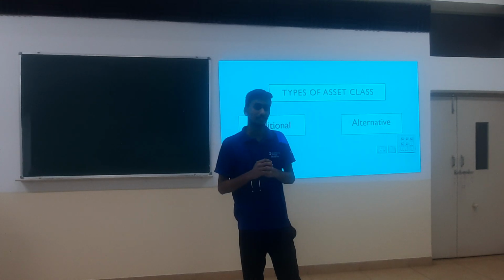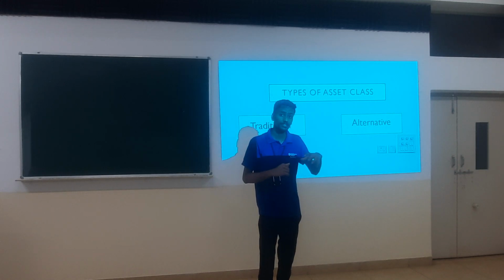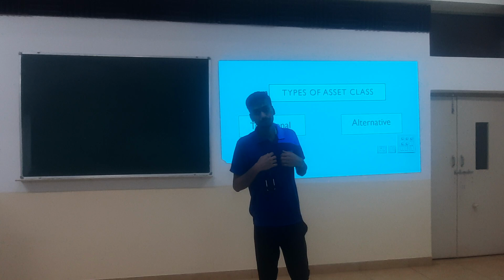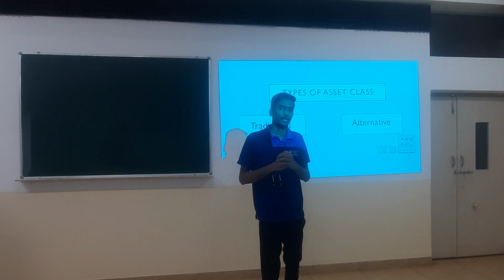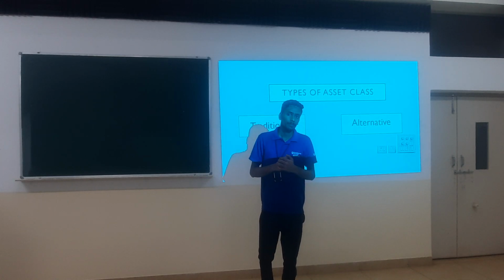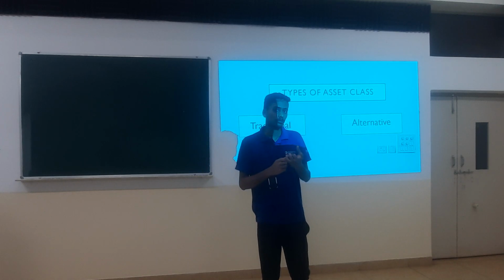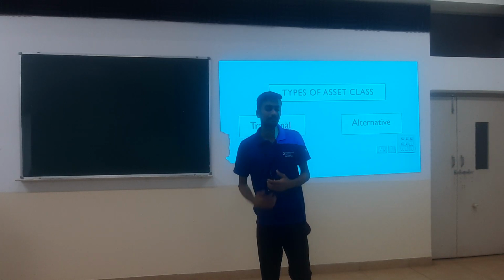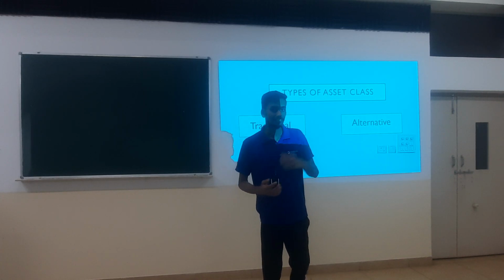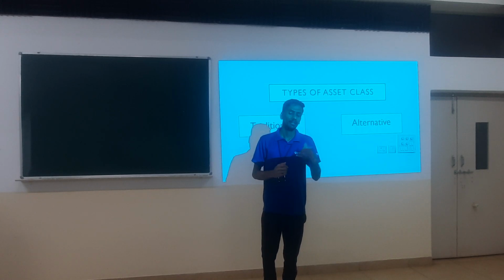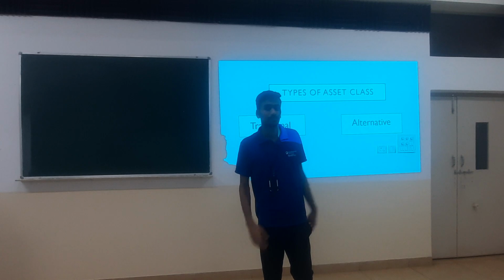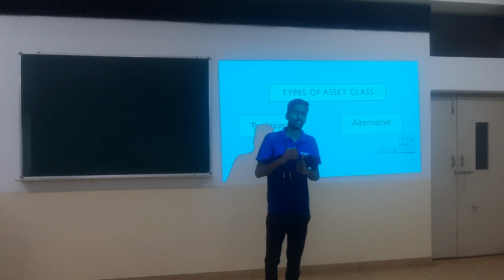In the alternative class, what happens? Investing in physical assets, friends. The physical assets, for example gold and commodities. Coming to gold, gold and silver, precious diamonds, precious assets and metals, we invest in those assets. This is called the alternative class.